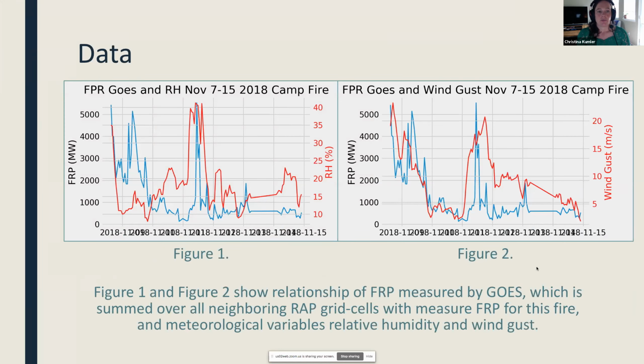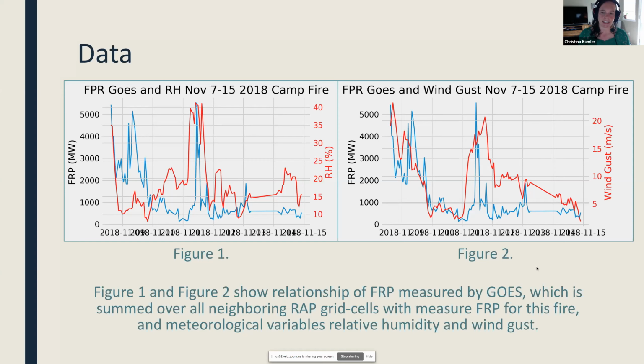So this is just one case study of the Camp Fire from November 7th through 15th of 2018 in California. In this particular case, I have mapped out FRP for the whole fire, which means I took a summation of FRP over 9 WRF grid cells to make sure I captured the entire fire, because sometimes the fire migrates. And then I plotted this against 2 different weather variables to see if there's any relation.